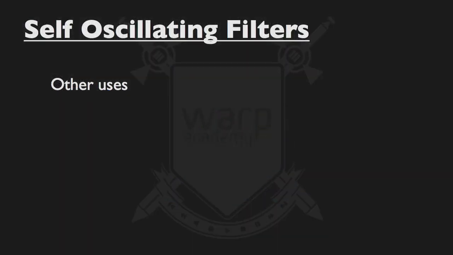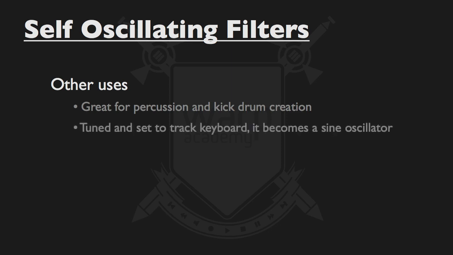A self-oscillating filter is also a great source of a sine wave, and can be used to generate things like 808-style bass drums, subsonic rumbles, or these electro-y blips. Tuned correctly and set to track the keyboard fully, you have a playable sine oscillator that you can use as a sub.